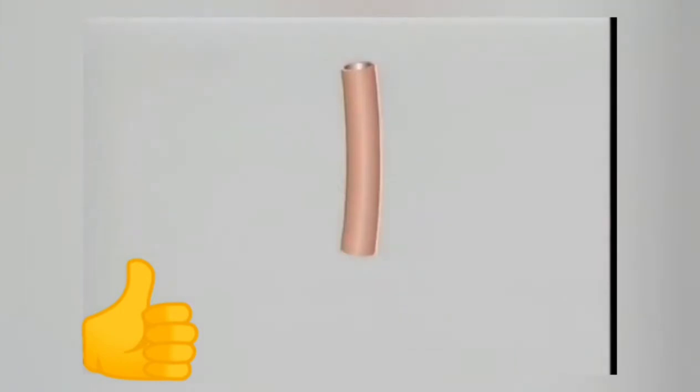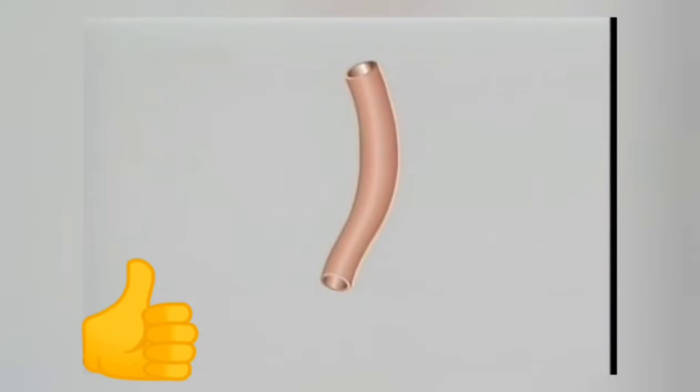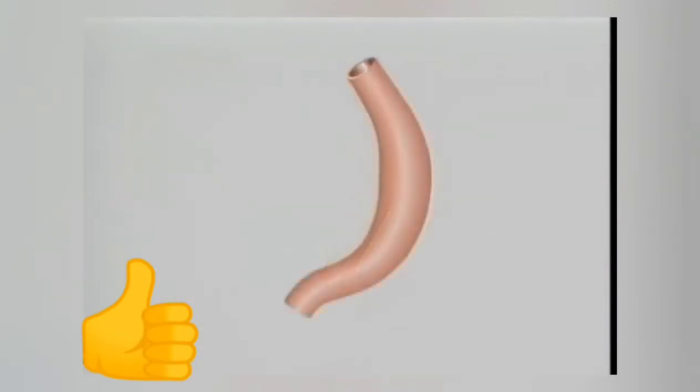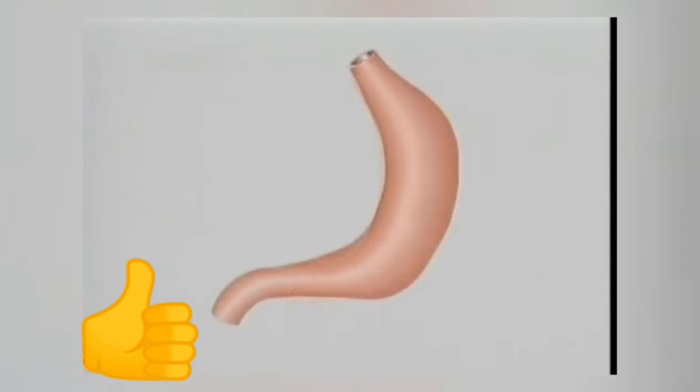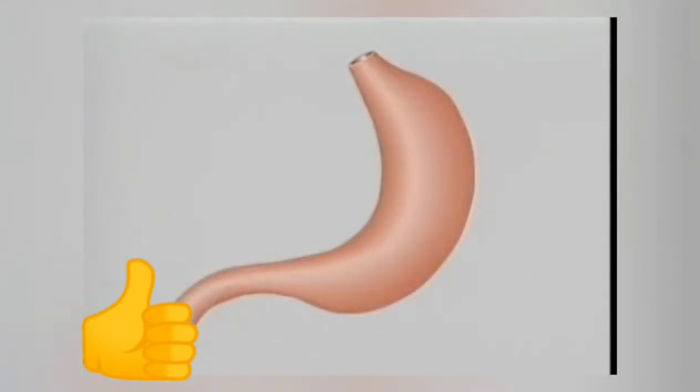The foregut starts as a straight tube. As it develops, it rotates on its long axis, lengthens in a double curve, and expands to become the stomach and the first part of the duodenum.